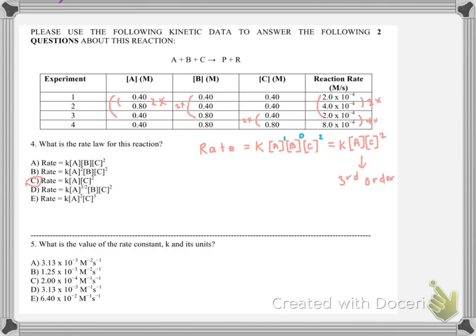Okay, so for the next question, they want us to figure out what the K is. And you have some options for this. You just want to pick any one of the experiments. So pick your favorite one. Doesn't matter which one you do. And we're just going to plug in the rate and the concentrations and do the algebra to solve for K. So I'm going to use the first one.